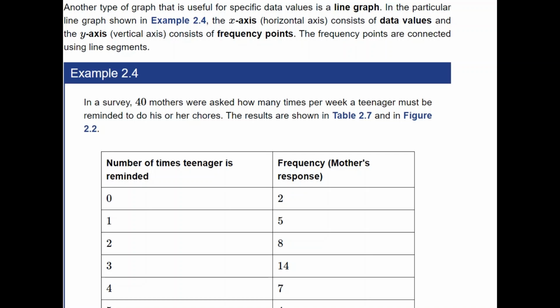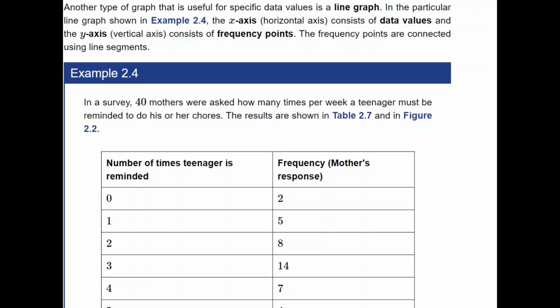We are talking about another graph that is called the line graph, and that establishes a relation in the form of a line between the values on the x-axis of a graph and the values on the y-axis, and the relationship is shown in the form of a line and is easier to understand.